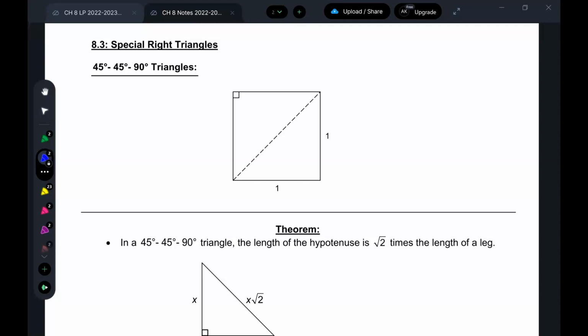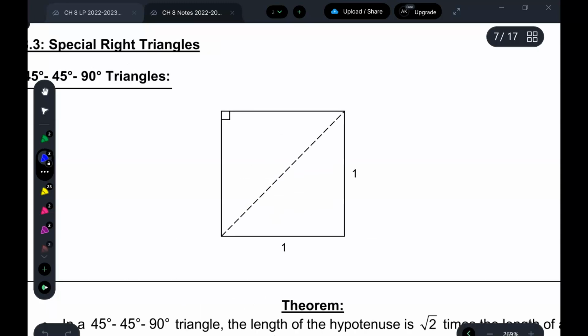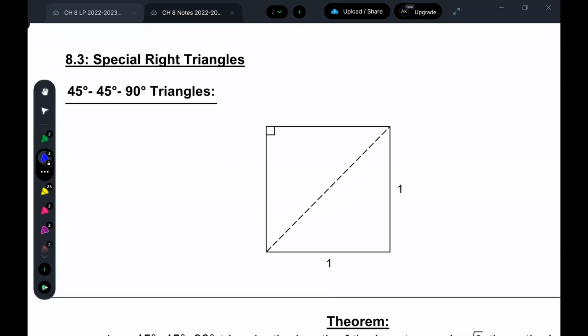Special right triangles. No, this is a topic that we're going to need for every math class after this. So important topic. So first we're going to start off, there's two special right triangles.